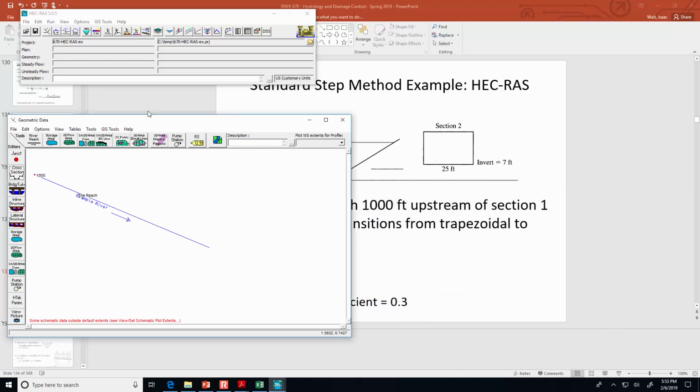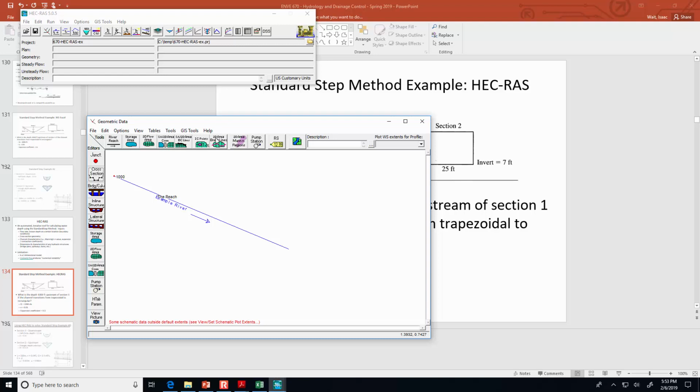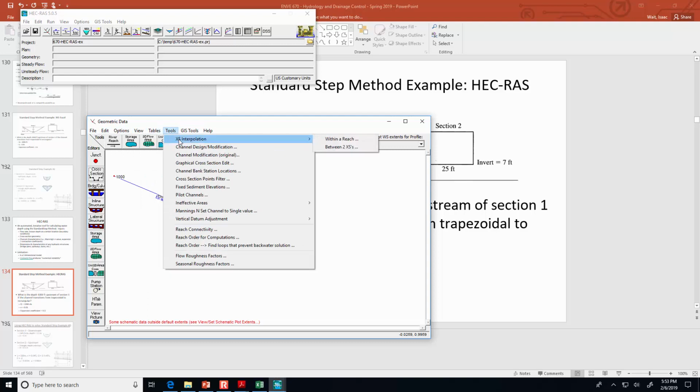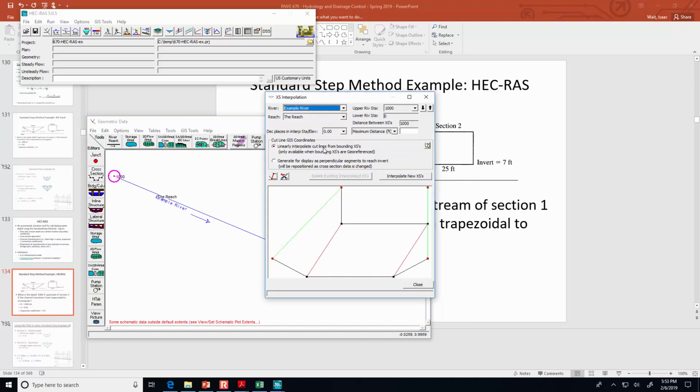One of the ways that it's really powerful is it allows you to interpolate cross sections, because right now we only have 2 cross sections. We'll have more accuracy if we break that up into smaller pieces. You know, we're going 1,000 feet in just a single step. But if we do the interpolation here, let's see, where do I find that? Tools, XC interpolation, and we're going to do it between 2 cross sections. So we're still in the geometric data window, the tools menu, cross-section interpolation, and between 2 cross sections.